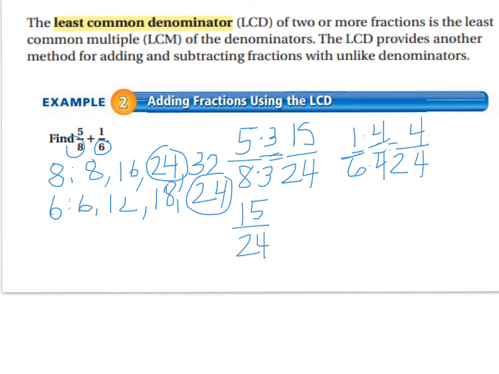I had 15 24ths plus 4 24ths. In adding fractions, I know I keep the denominator the same once they are alike. So the 24 stays, and 15 plus 4 is 19. 19 24ths, which is the same answer we got in example 1 after we simplified.